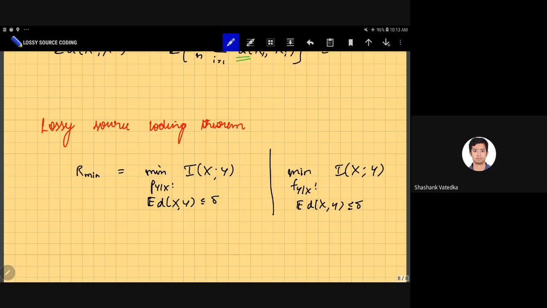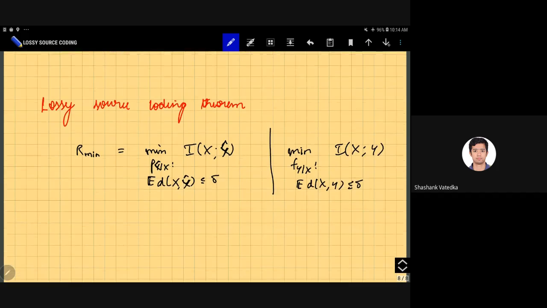Perhaps a better way of writing this is to minimize over all possible x hat. I'm just changing the notation over here. So it's the minimum over p(x hat|x) of the mutual information between x and x hat, such that the expected distortion between x and x hat is less than or equal to delta.